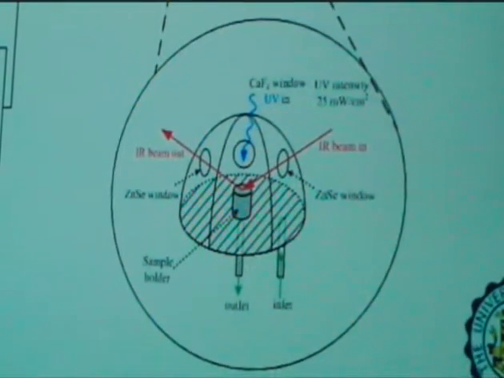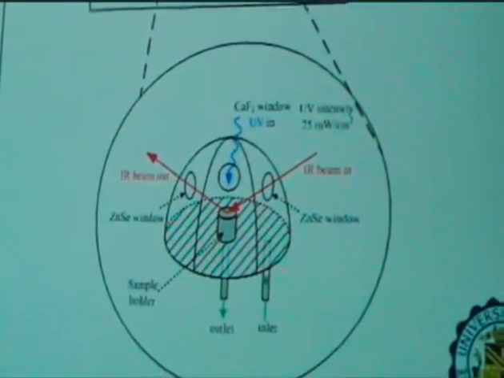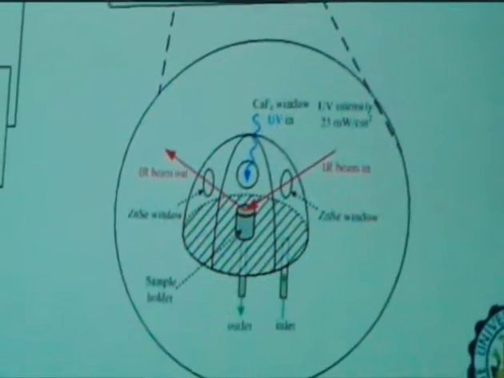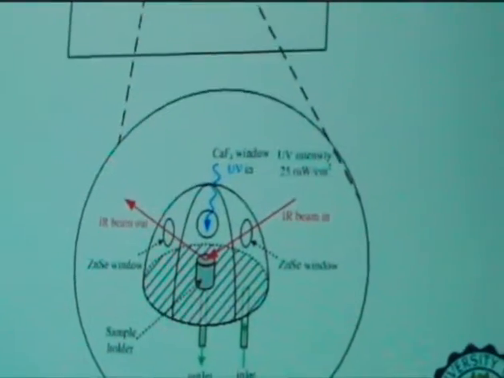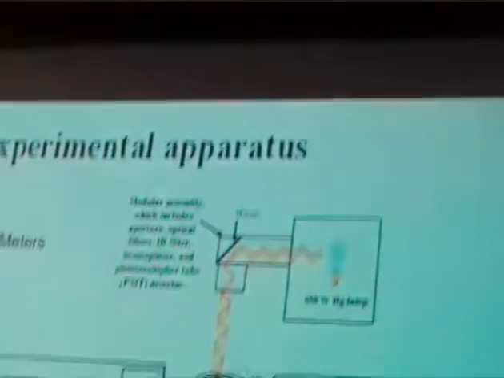Now the second part of the equipment is a UV lamp, and we also have a manifold to allow the introduction of oxygen and ethanol into the reactor.